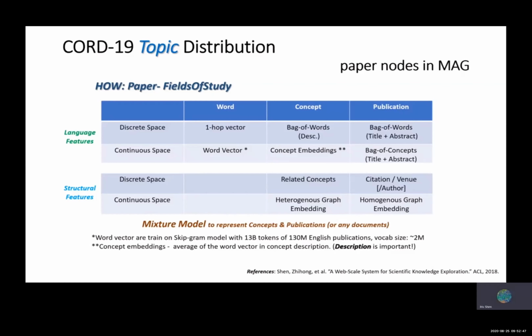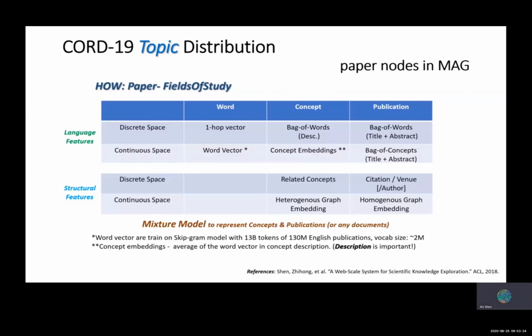Same as a paper node, each concept node in MAG also has both language features, its description, as well as structural features of its neighboring nodes. For both language features and structural features, we can represent them in discrete space, such as n-hop vectors, and in continuous space, using word embeddings or heterogeneous graph embeddings.